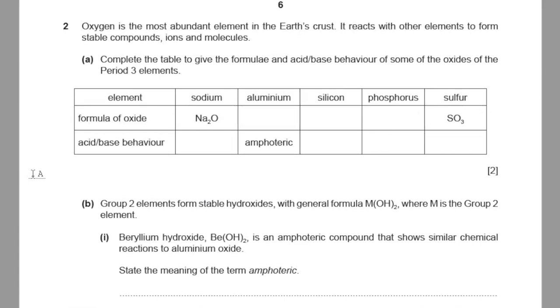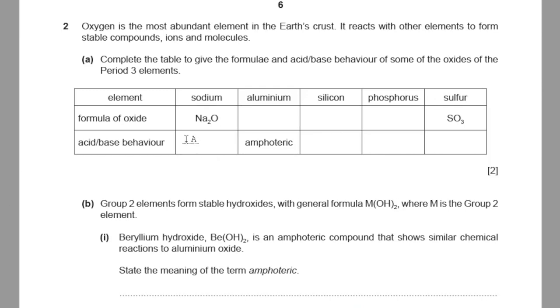Question number 2. Oxygen is the most abundant element in the Earth's crust. It reacts with other elements to form stable compounds, ions, and molecules. Part A. Complete the table to give the formulae and acid-base behavior of some of the oxides of the period 3 elements. All metal oxides except aluminium oxide are basic in nature, and non-metal oxides are acidic in nature.